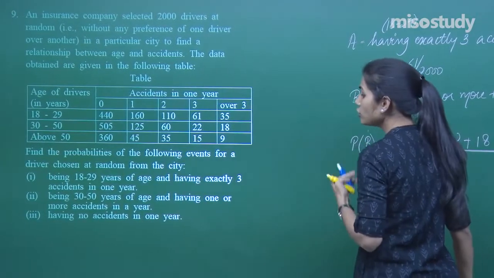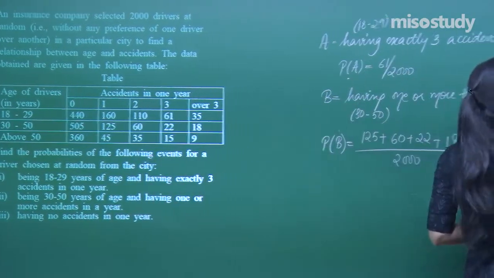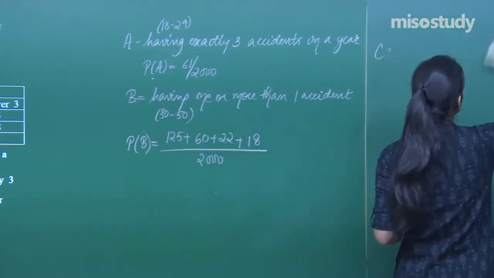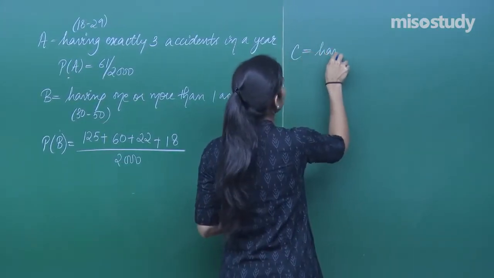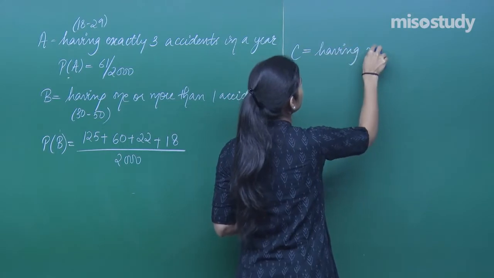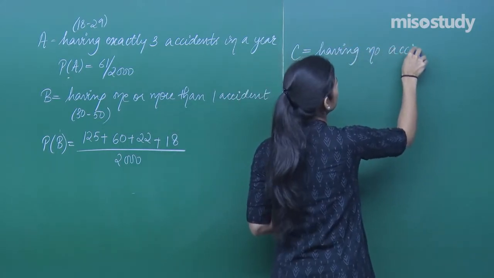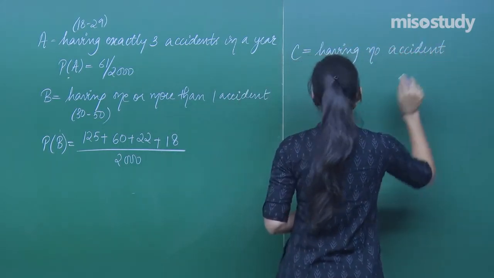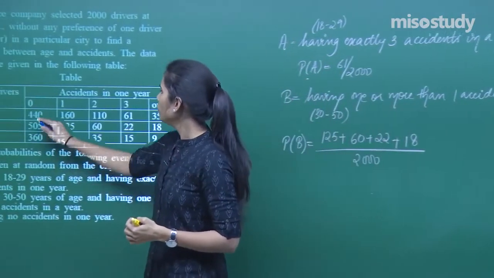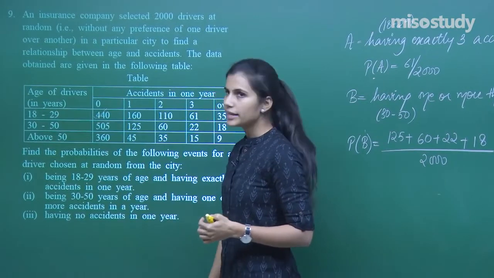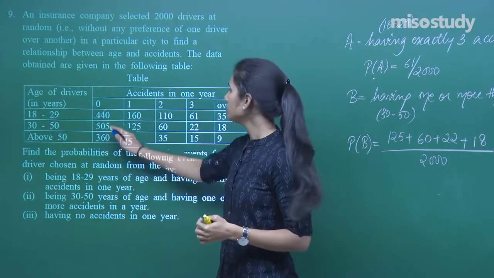Then you have having no accident in 1 year. Having no accident in 1 year, there is no age group specified. Having no accident. So, out of 2000 drivers, how many drivers are there which are having no accident in a year? 440 drivers in the age group of 18 to 29 are having no accident in a year.